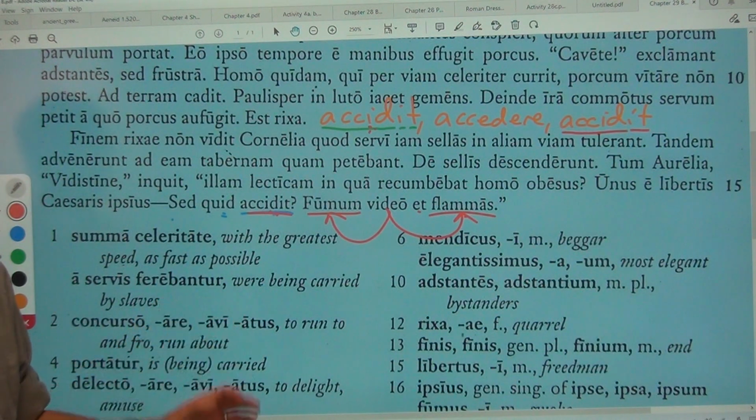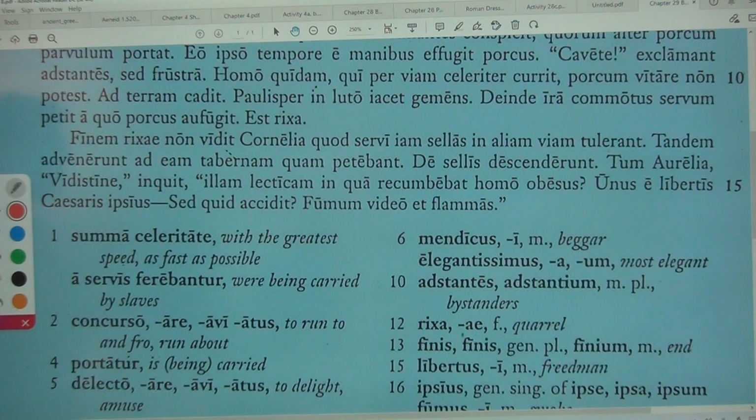Lots of stuff to talk about in this passage, lots of stuff to ask about on the multiple choice. So I encourage you, make sure you study and make sure you know your forms, know your content, and know your vocabulary.